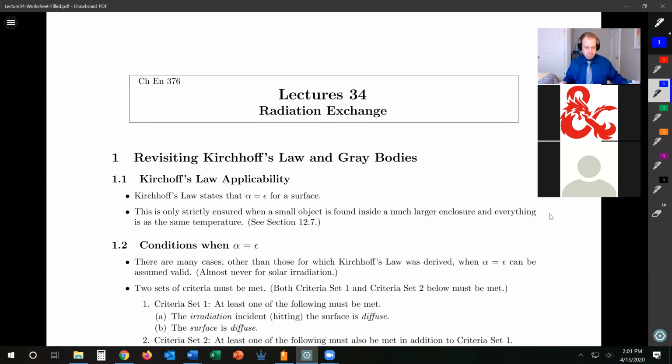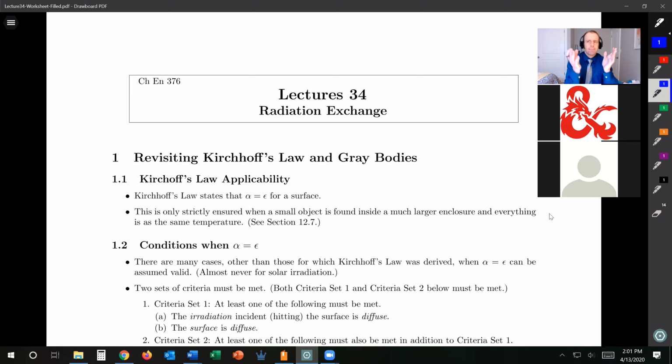Okay. So I'm going to review a little bit today about this assumption that we have of when can alpha equal epsilon. And then we're going to go into this last topic we have about when you have mutual irradiation.